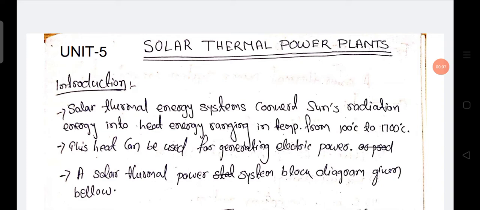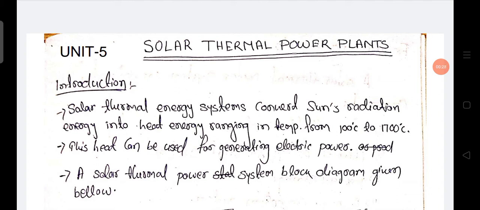In today's class, we are starting your unit 5. Your unit 4 is completed. Today we will start your unit 5, and today the unit 5 is all about solar thermal power plant.